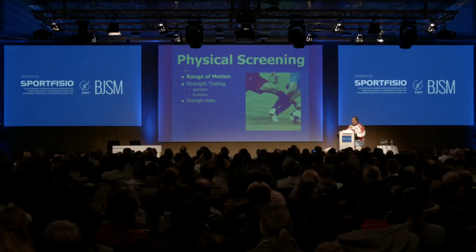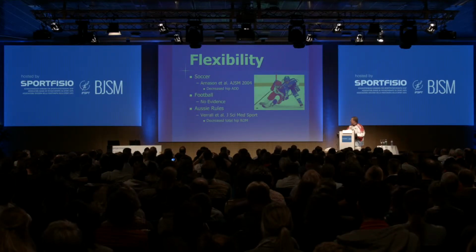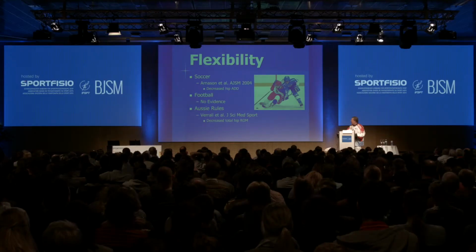But now we get to the physical tests. What can we test physically? How can we look at these players to return them to sport safely, or even prevent injury in the first place? Range of motion. Range of motion has been looked at in soccer by Arnason, and a decrease of hip adductor motion was associated with a subsequent adductor strain.